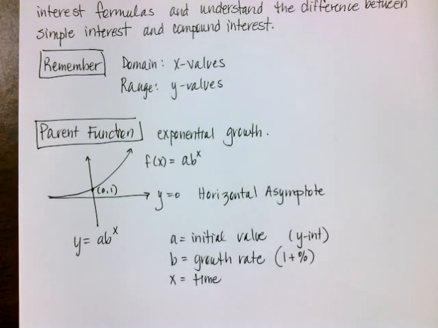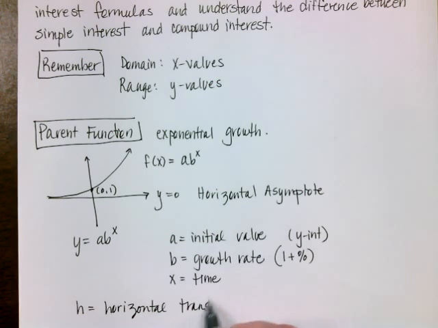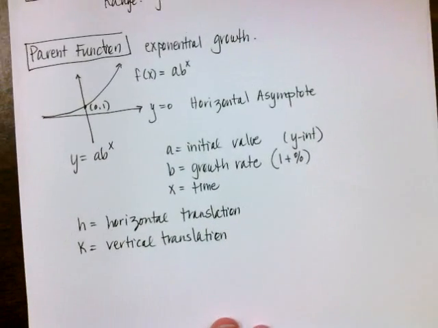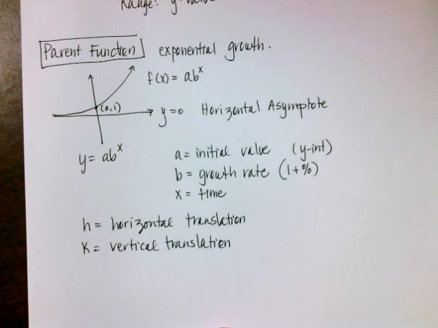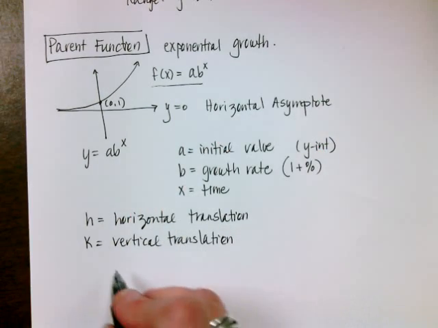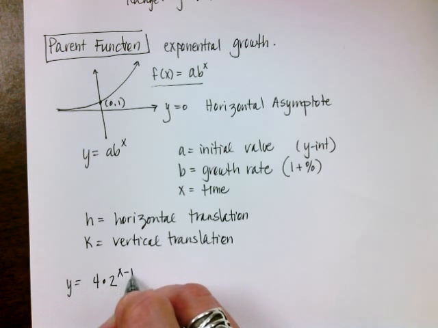All right, so now we're going to talk about translating our base equation. If you'll remember, an h means it is a horizontal translation, and k is a vertical translation. We've talked about those before, and we've done lots of work with horizontal and vertical translations. So now I'm going to show you what an equation would look like with those in a new situation like this. Let's say I had the graph y = 4 · 2^(x−1) − 3, where both the x and the 1 are in the up position, and then minus 3.